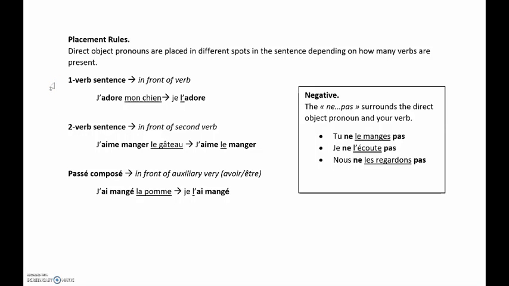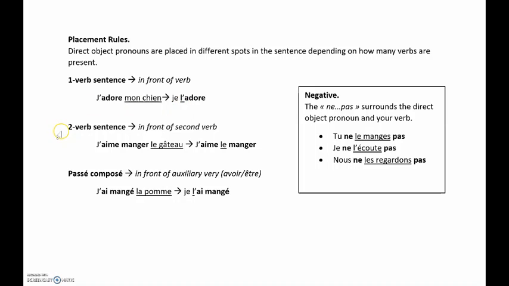If I have a one verb sentence, then the direct object pronoun is going to go in front of that one verb. Okay, so my example here, j'adore mon chien. Adore, to love, that's my verb. So I've bolded it here for you just to show that. Now, I love what? Mon chien. So mon chien is my direct object. And because I'm talking about one person or one thing, then I know it's going to be le or la, depending on if it's feminine. And then here, as you can see, because I have just one verb, I'm putting that le in front of the verb to become je l'adore, which means I love him, essentially.